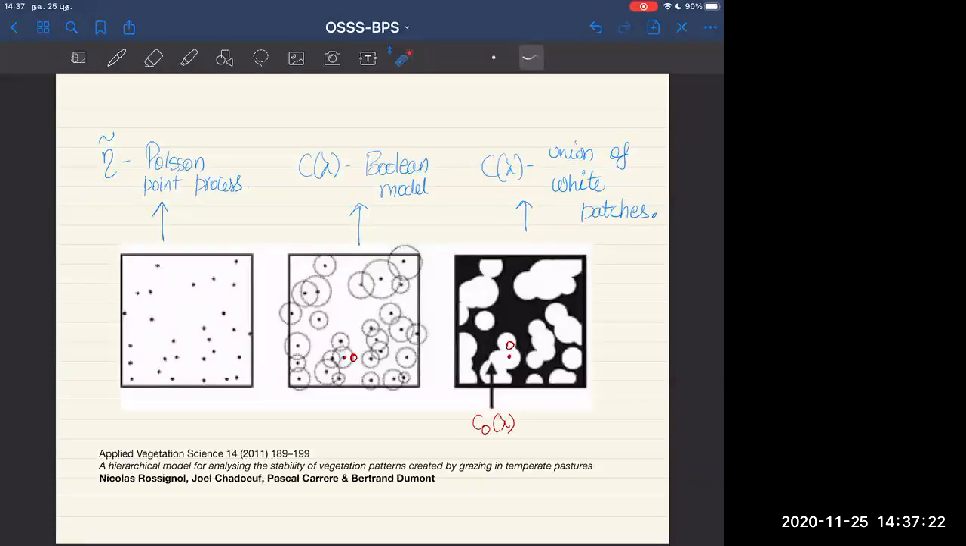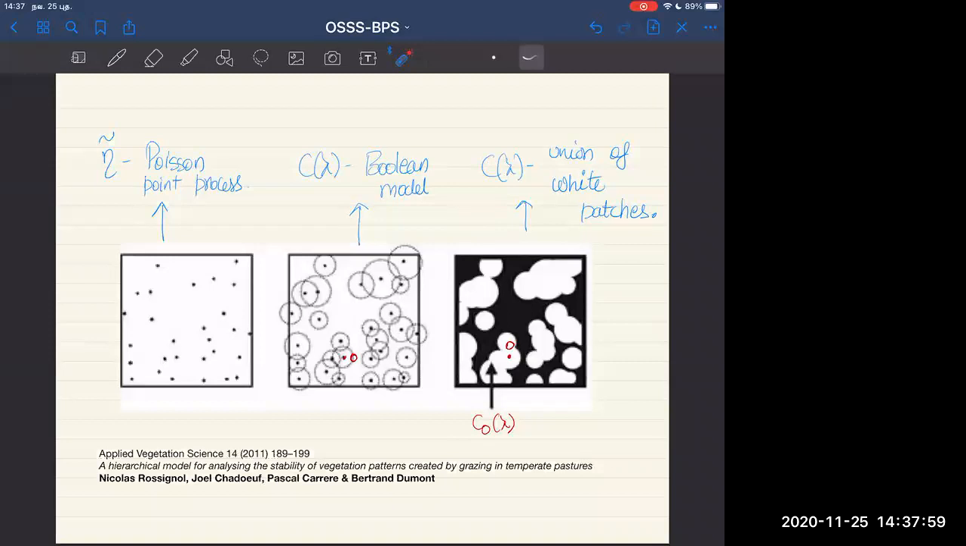The first figure shows the Poisson points in a box. The next one shows balls of random radius centered at these points. In the third, you forget the balls and you forget the centers. You look at only C lambda. The white region is the C lambda. The white patch is C of lambda. You do not know the centers or anything. You just see C of lambda. I have highlighted C0 lambda, a particular patch. C0 lambda is the patch containing the origin. So this is a simple simulation of a Poisson process and the Boolean model.